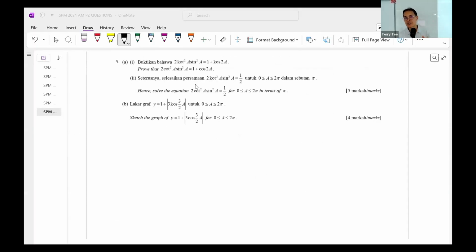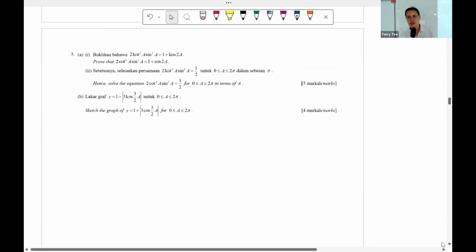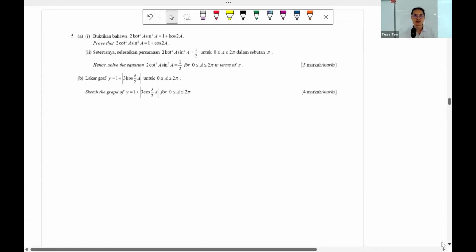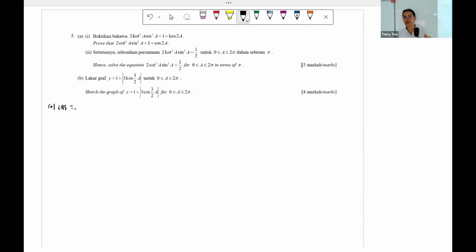So this is Form 5, Chapter 6, trigonometric functions. All right, let me just maximize this first. Okay, you're supposed to prove that 2 cot squared A sin squared A is 1 plus cos 2A. Now, when it comes to proving trigo identity, we always start with the side that's a bit more complicated. I think we start from the left-hand side. Some people may say, can I start from right? Yeah, you can actually start from right as well. But I think in this case, left-hand side is easier.